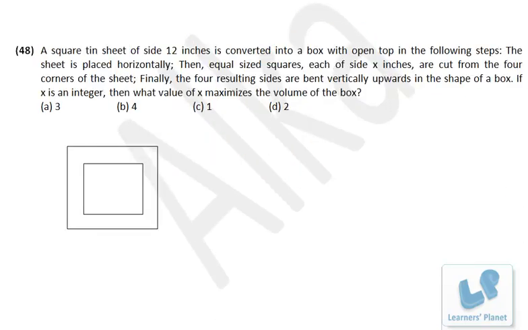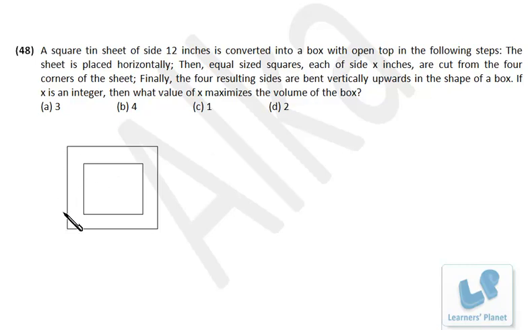Now friends, we have this question. A square tin sheet of side 12 inches is converted into a box with open top in the following steps. The sheet is placed horizontally, then equal size squares each of side x inches are cut down from the four corners of the sheet. Finally, the four resulting sides are bent vertically upwards in the shape of a box. If x is an integer, then what value of x maximizes the volume of the box?